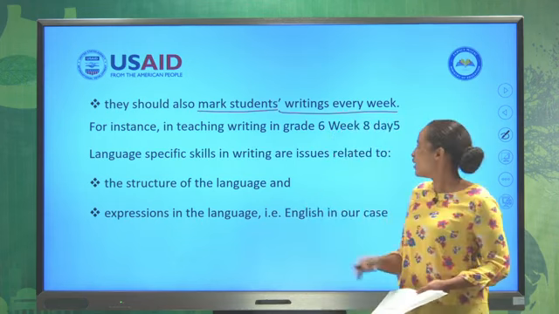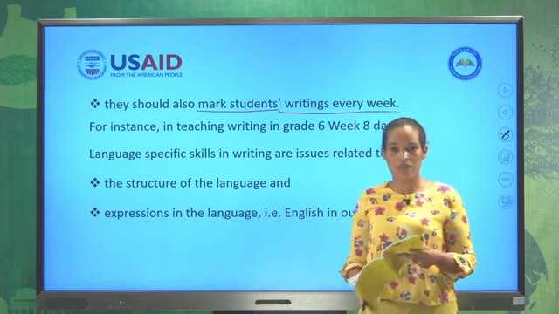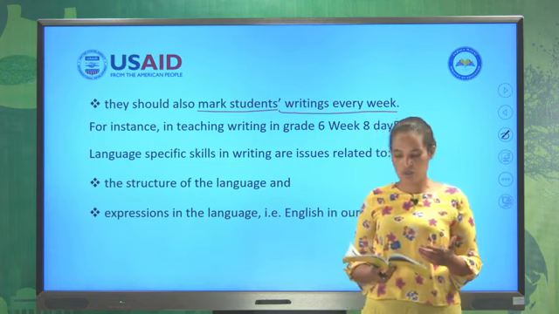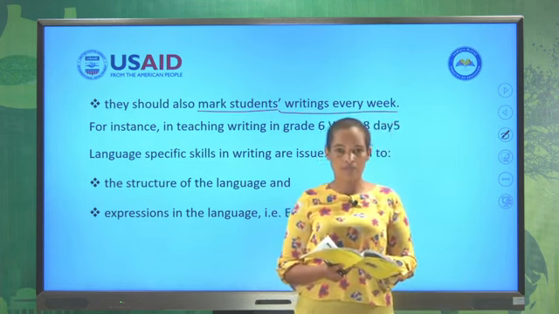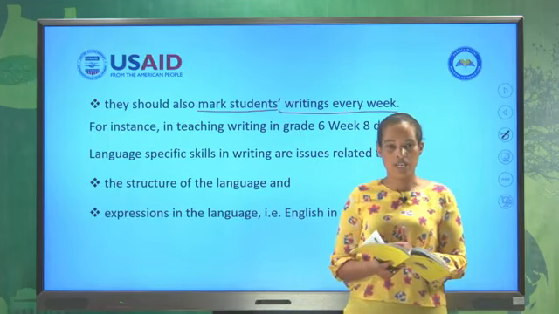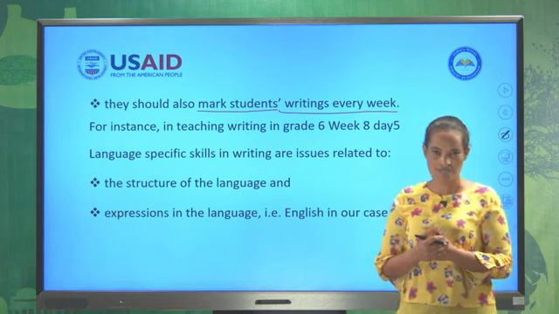For example, in teaching writing in grade 6, week 8, day 5, there is an exercise that makes students do dictation and also do the exercise on word order. So, as a teacher, you need to assess your students on dictation and word order. Assessment in writing is very important, especially at the end of the week. You need to check and mark your students' writing every week. Okay? That is what is expected from us as teachers.